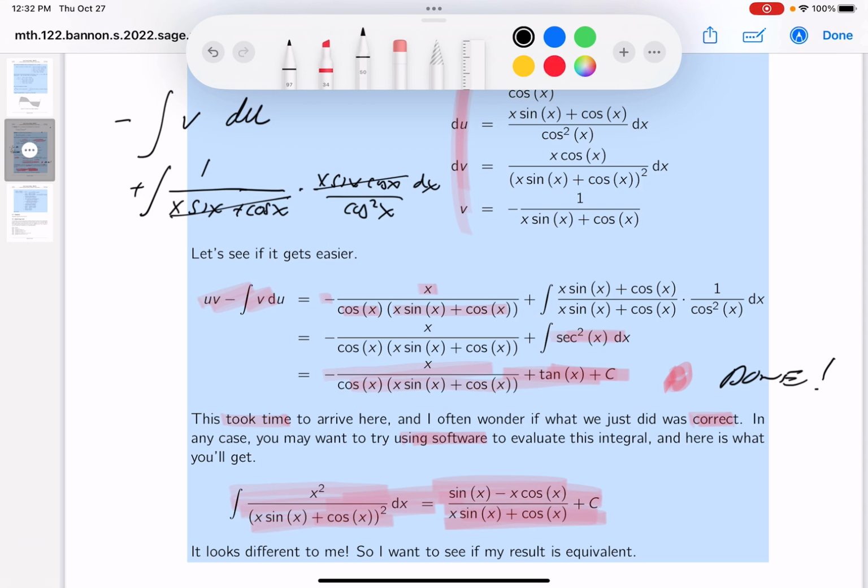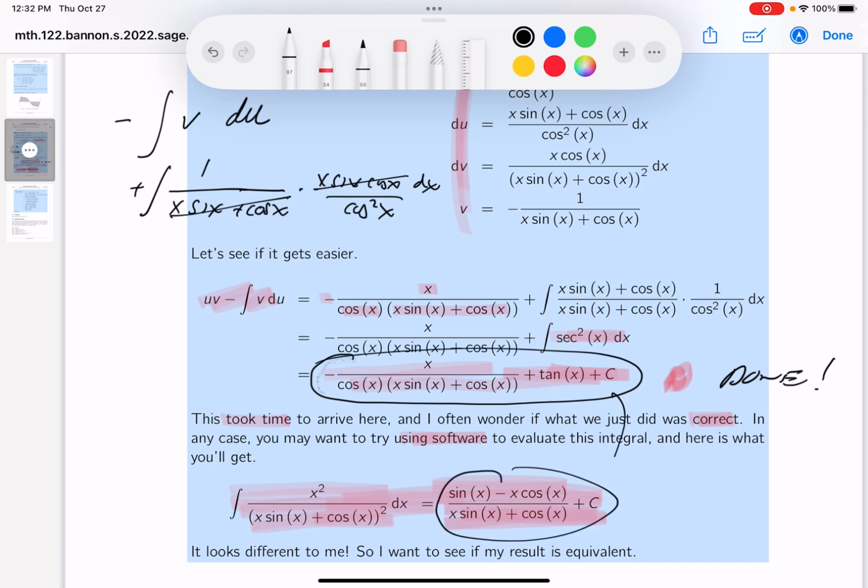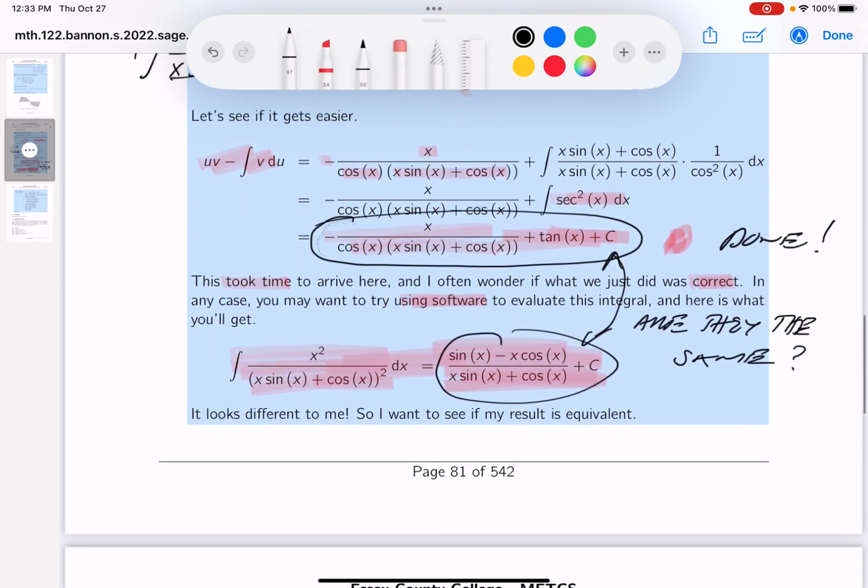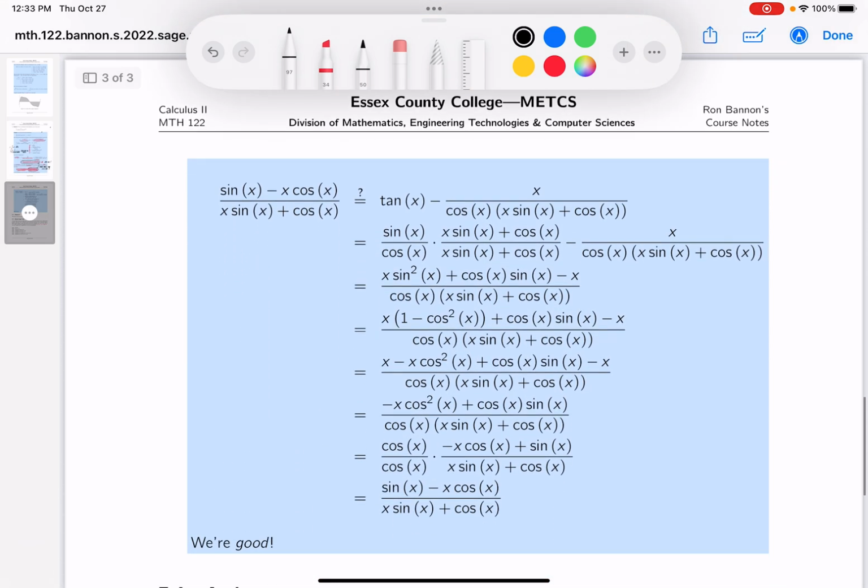And I'm looking at this, and I'm looking at this, and I wonder to myself, are they the same thing? Are they the same, or do they differ by some constant? I don't know. So what I'm going to do over here is write it down. I wrote down what the software gave me and what I got. Let's go through the process. I want to see if they're the same. That's what the question mark goes over there.